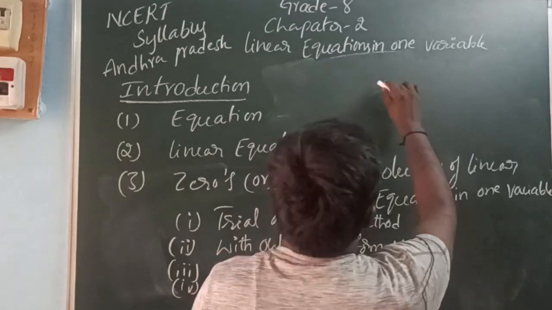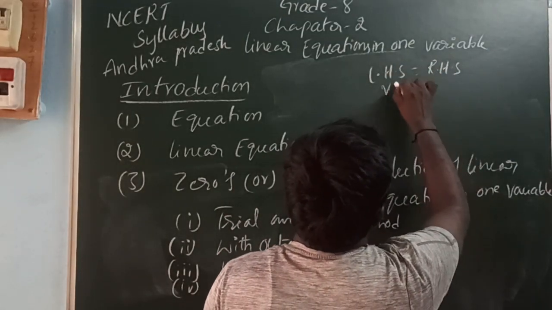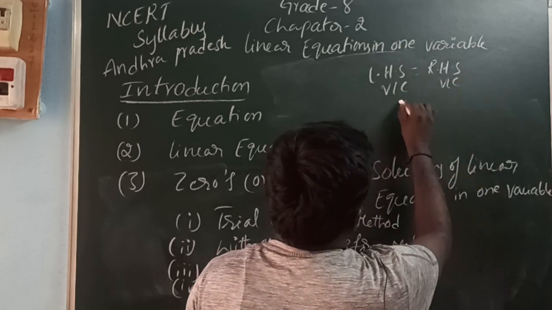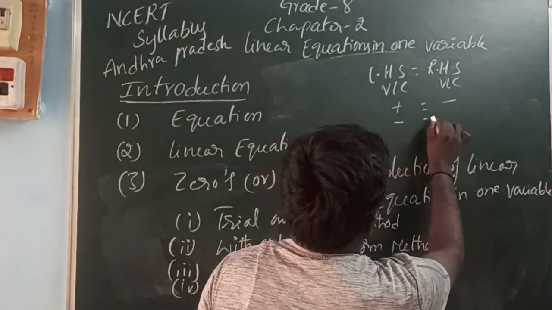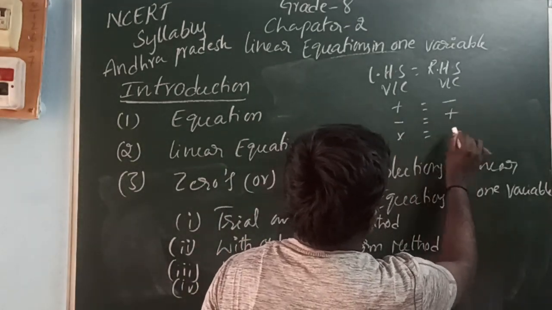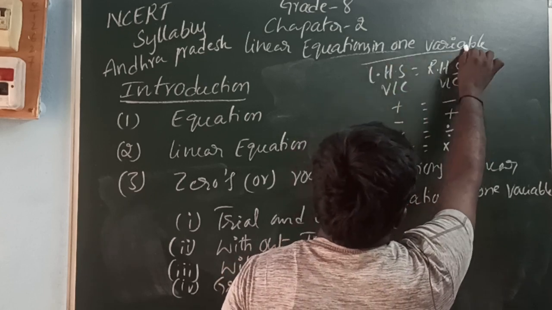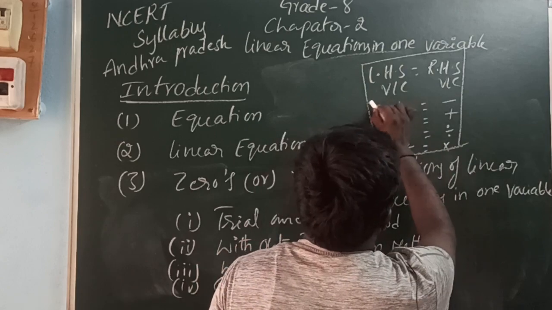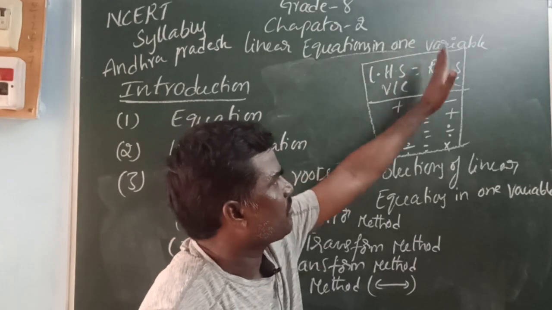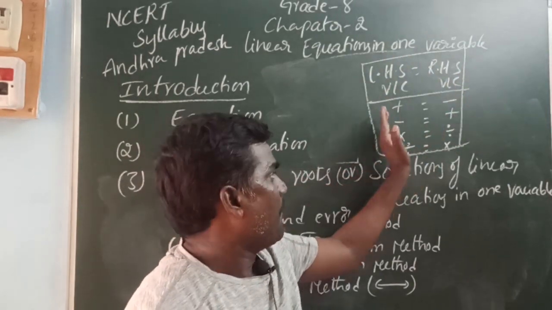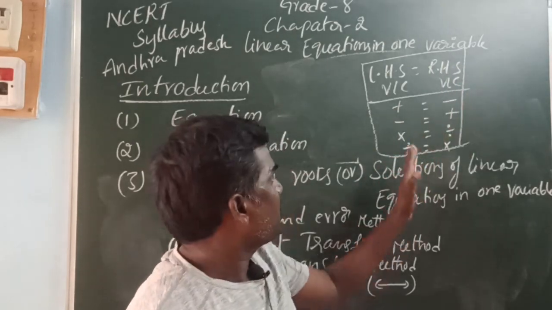Next, the with transform method. With transform method means that variables and constants on the LHS and RHS are transposed. A plus variable or constant going to the right side becomes minus. Minus going to the right side becomes plus. Multiplication becomes division, and division becomes multiplication. This is called the transform method.